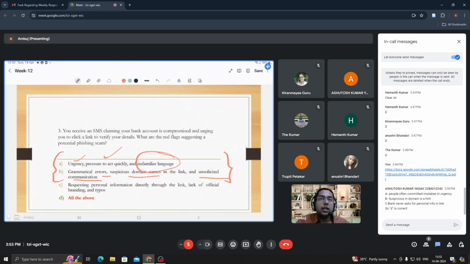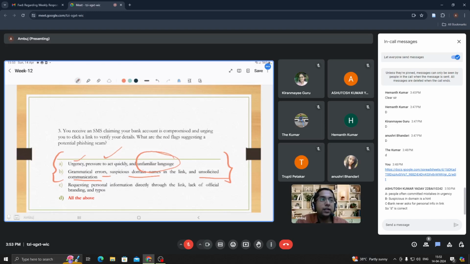Lack of official branding would be there. Where would a scammer get the domain name of a particular bank like SBI or PNB? So from the domain name you can distinguish whether the mail is coming from a scammer or from a genuine institution. I should not say person, a genuine institution.